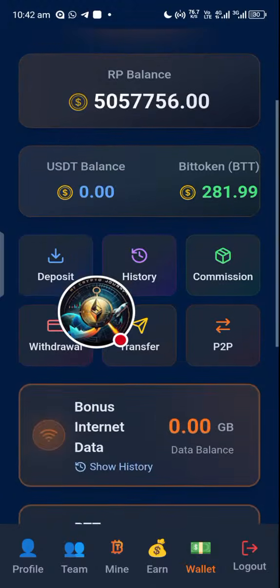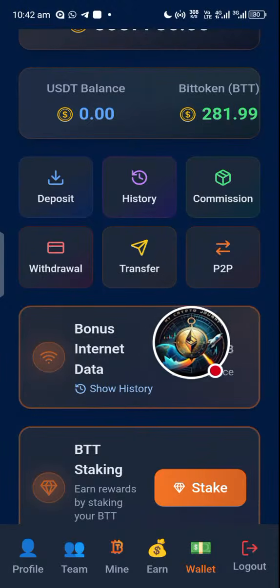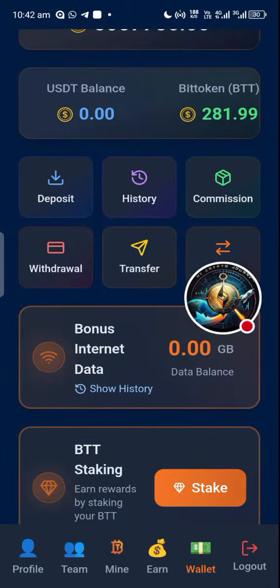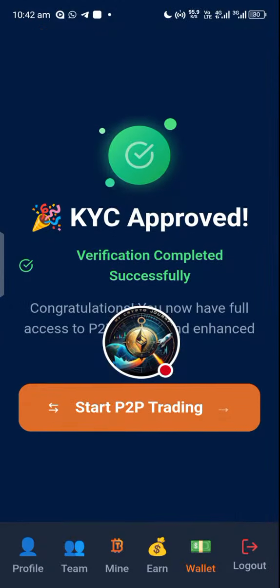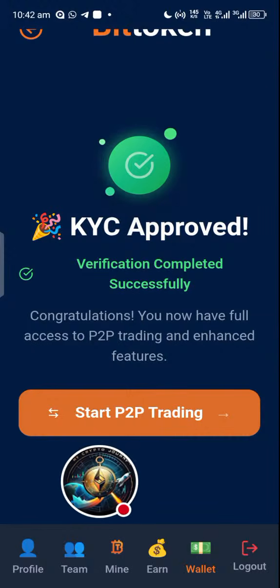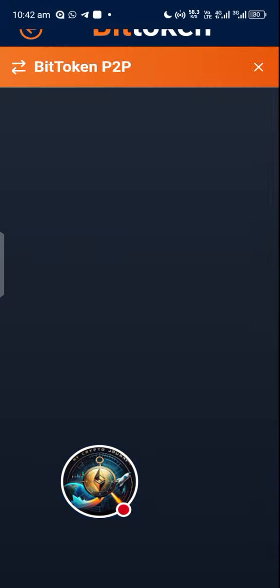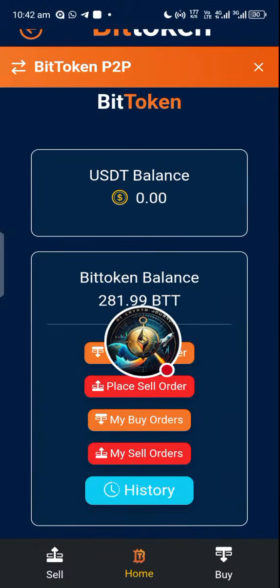So now, after your RP has been converted to BITTOKEN, the next thing, in case you want to sell, is you click on P2P. So let's assume you've done your KYC. Then you click on Start P2P Trading. All right. So when you click on Start P2P Trading, here we are. Your RP balance is here.